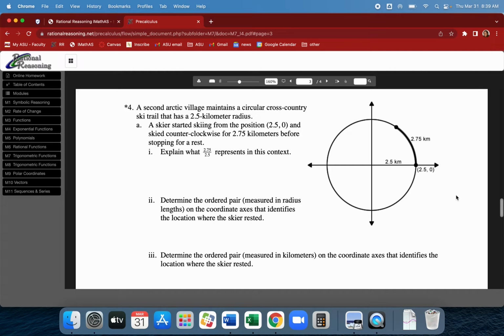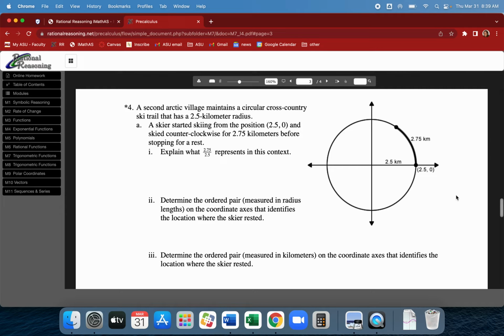All right, so let's take a look at this. This is question number 4 here. It's a second Arctic village. Here's our Arctic village with a ski trail that is also a circle, this time 2.5 kilometers. This is a harder question, which we're going to talk about a little bit more on Tuesday next week. In this case, we have an arc measurement that's given, 2.75 kilometers as a distance traveled around the path. But we've got 2.5 as the radius of this circle.